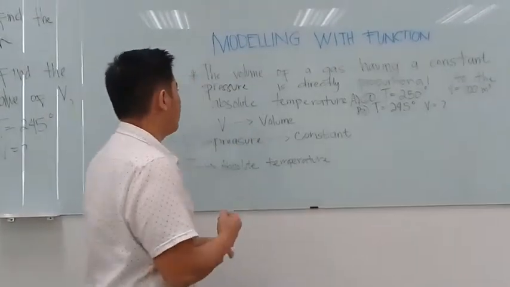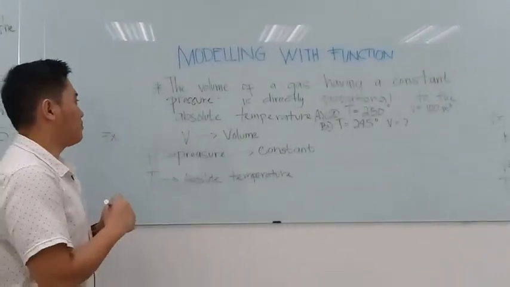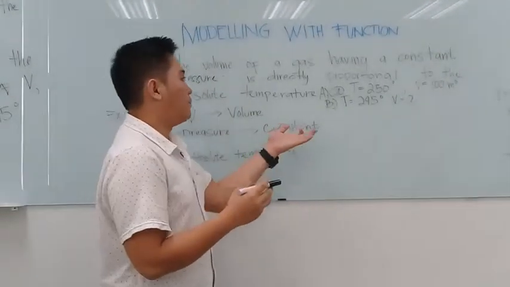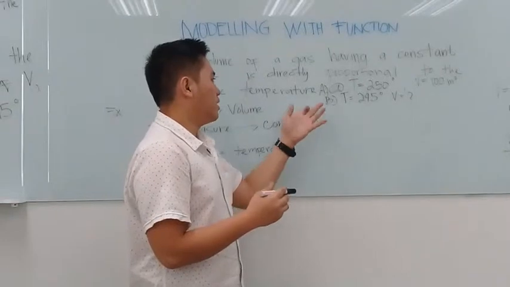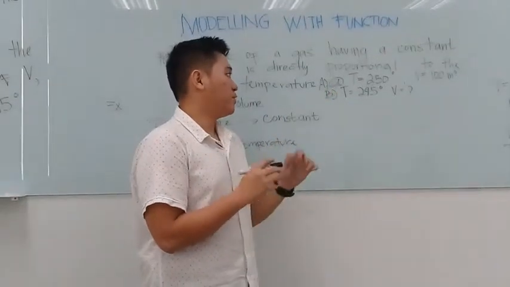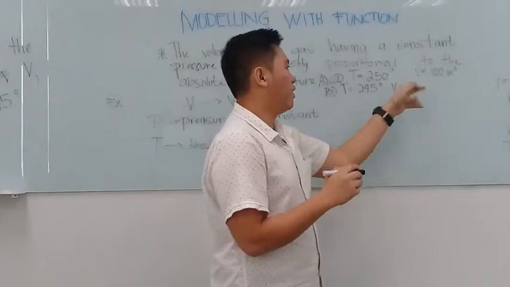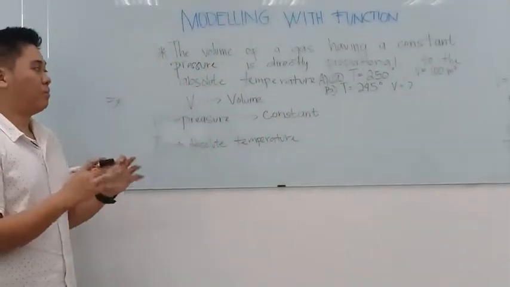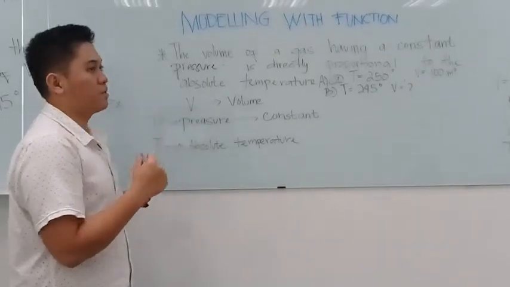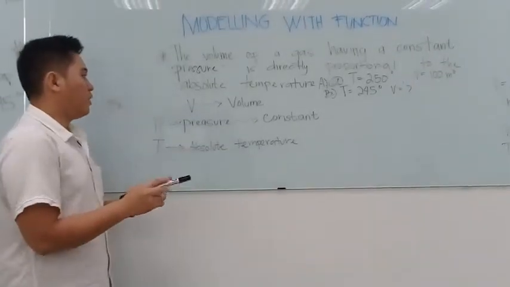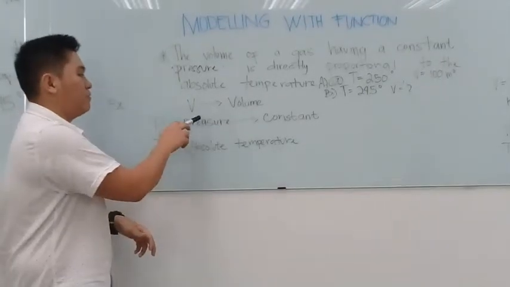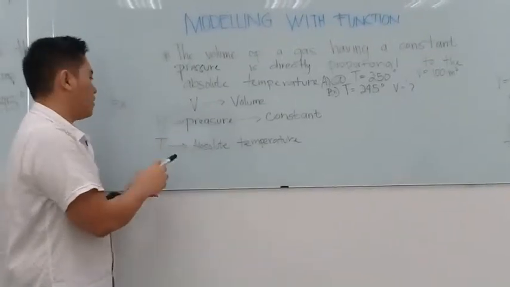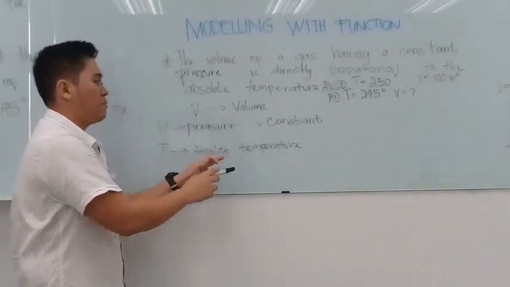Example problem here. The volume of a gas having constant pressure is directly proportional to the absolute temperature. Problem A requires the volume at a temperature of 250 degrees with volume of 100 cubic meters. First of all, in every problem, you need to identify the quantities or the variables. The variable V represents volume, P represents the pressure, and T represents the absolute temperature.